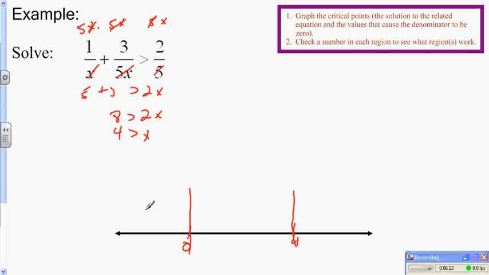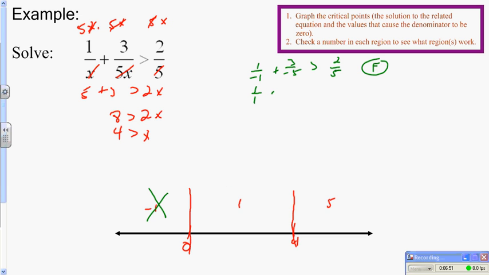Check each zone. Plug in some easy ones. Plug in -1, 1, and 5. If we do so, we're going to get 1 over -1 plus 3 over -5. Is that greater than 2/5? These are both negatives, and you're going to add them, and you're going to get more negative. So this is not going to work. So this zone does not work.